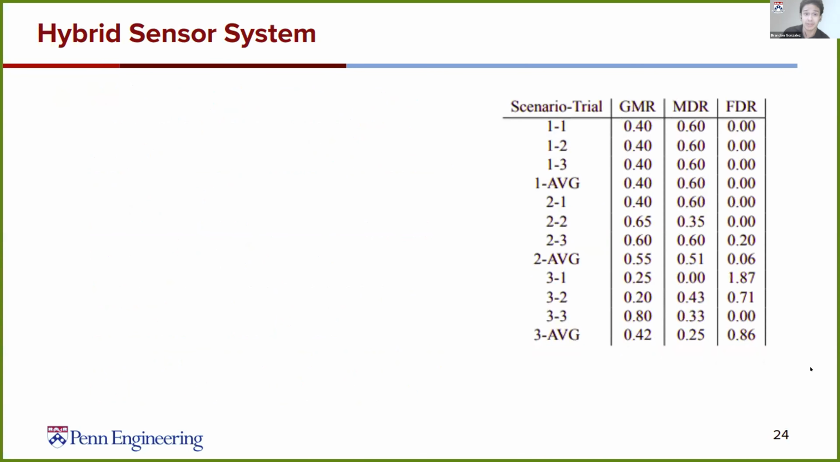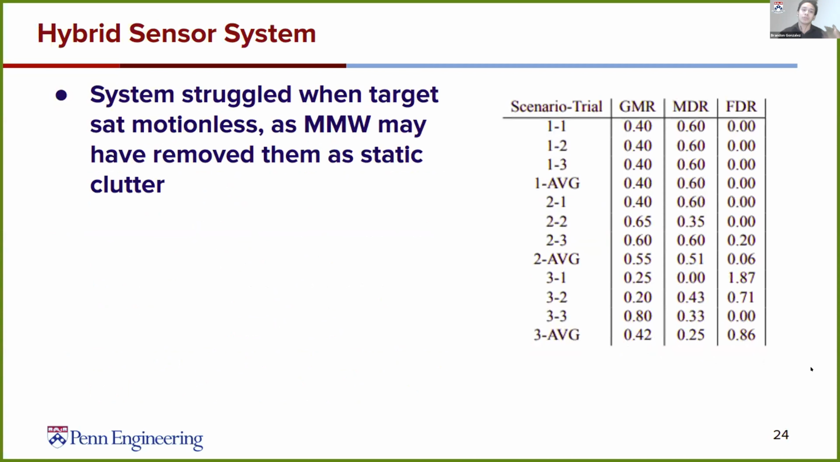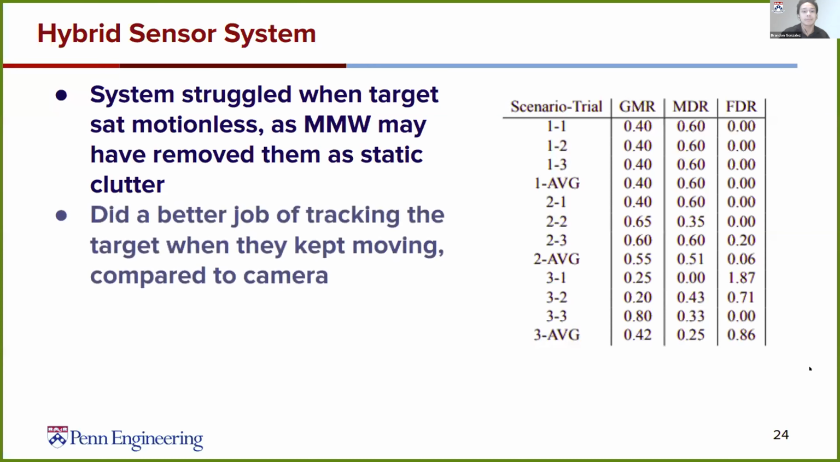For the hybrid sensor system, I noticed that it struggled to detect when the target was motionless, as the millimeter wave tries to remove static clutter. So that might be a problem if the target is standing still; it might end up removing that target from the scene. But it does a good job of tracking the target when they kept moving. Compared to the camera, it's able to track the target more efficiently.